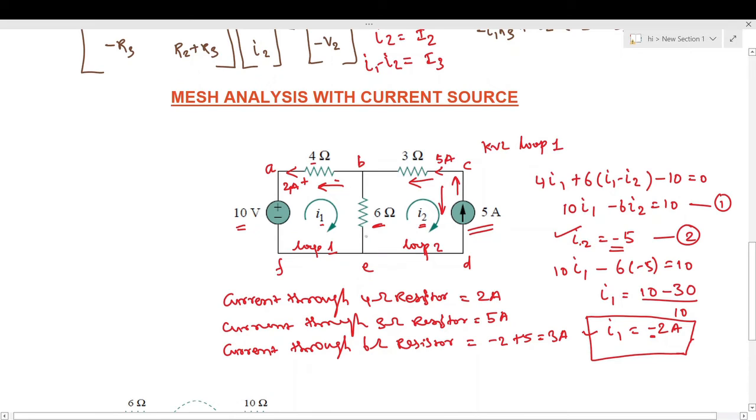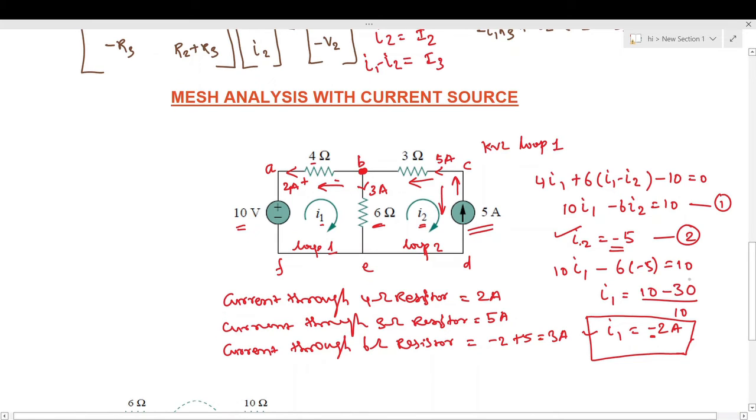The current through the 6 ohm resistor will be 3 amps in this direction, because when we apply the KCL at this node, the incoming current is 5 amps and the outgoing current is 2 amps plus 3 amps. So in this way we can solve the equation, and we can find out the branch currents in terms of mesh currents.